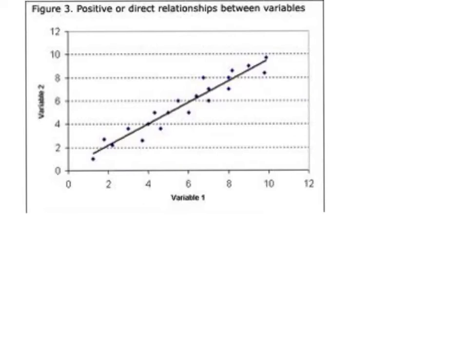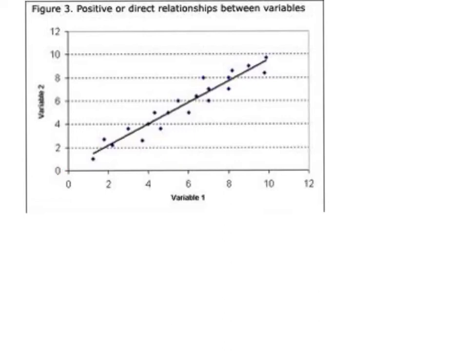So this is an example of a direct relationship graph. It's just a random graph, and you can see if you were to extend this line backward, it would in fact go through the origin. And we'll be doing lots of labs that have direct relationships, and you'll get many chances to graph graphs that look just like that.